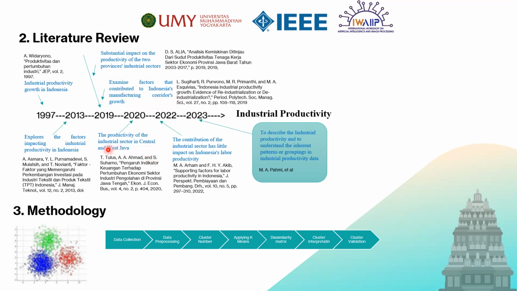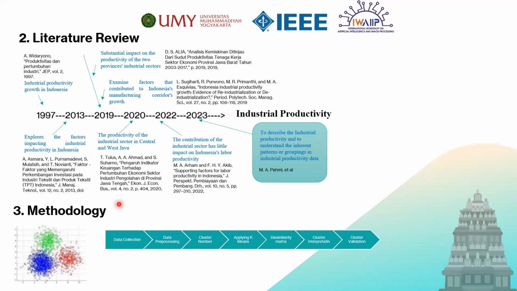In 2020, Tulus Ahmad et al. studied the productivity of the industry sector in Central and West Java. And the latest one is in 2022, related to the contribution of the industrial sector, which has little impact on industrial labor productivity. So our research is in 2023. As we can see, the previous research has not shown the clustering and how big the growth of GRDP is relative to the investment. So now we are going to describe the industry productivity to understand the inherent pattern of grouping.